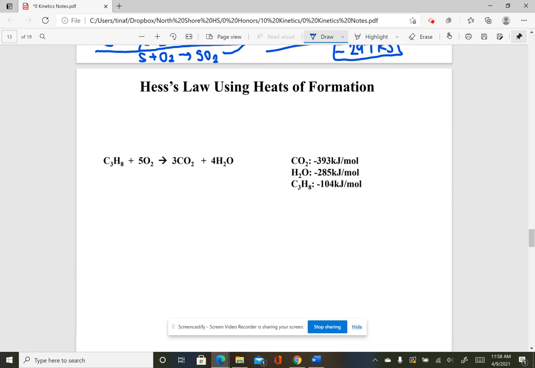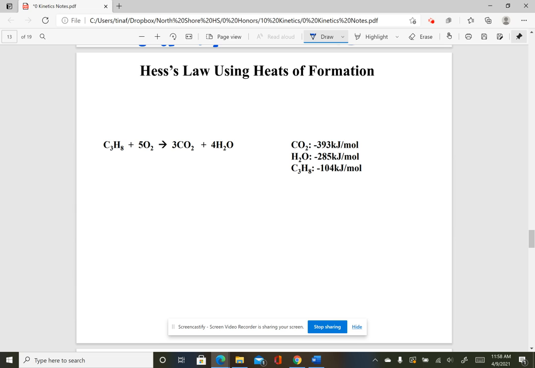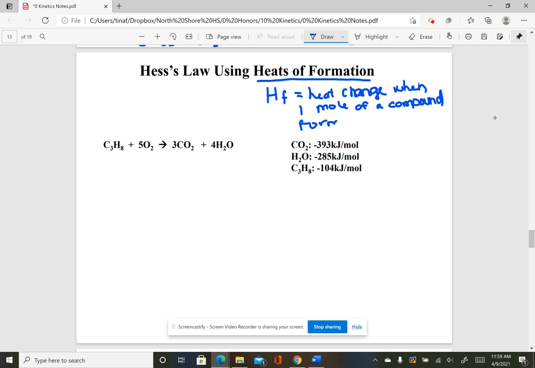All right. How else could we be asked to solve for delta H? So this time, again, we're given a reaction, but instead of being given different reactions to make into this reaction, we're given the heats of formation for everything in the reaction. So heat of formation has a symbol that looks like this, and it's defined as the heat change when 1 mole of a compound forms from its elements.